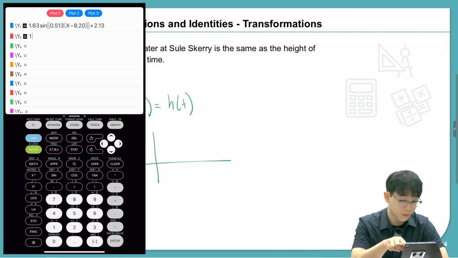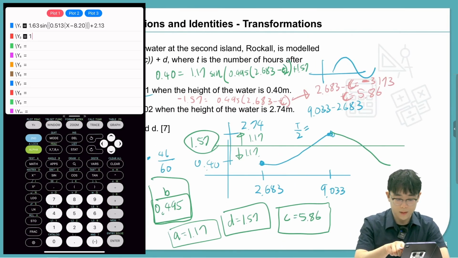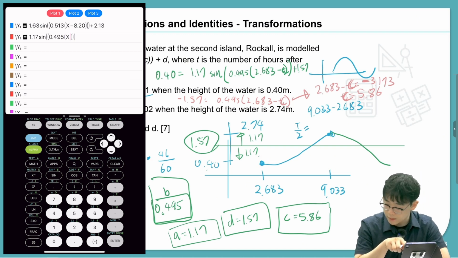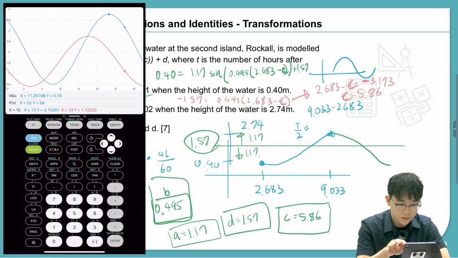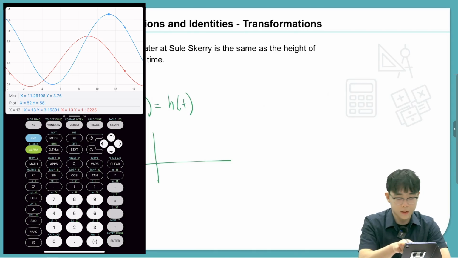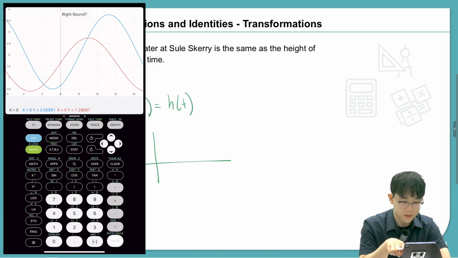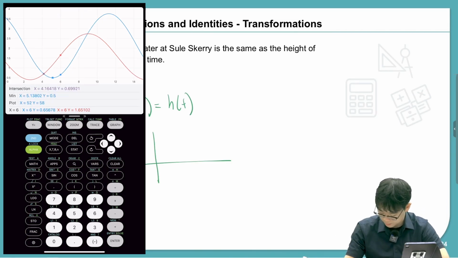So if we were to plot the two graphs, let me just plot y is 1.17 sine of 0.495, and then we get x minus c, which is 5.86. And then we can do plus 1.57, right? Yeah, so we're just looking for when these two first intersect. So it's going to be from 0 to 6, and we get 4.164.